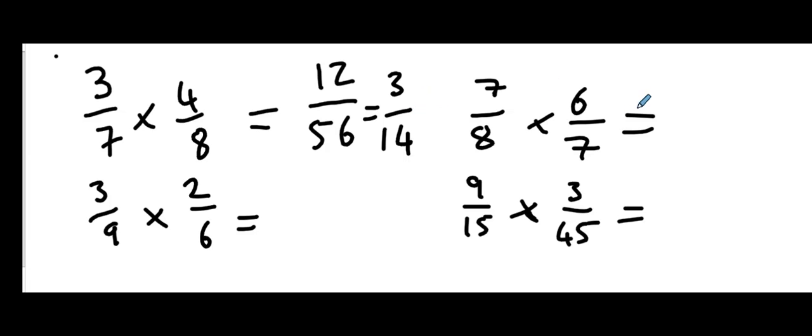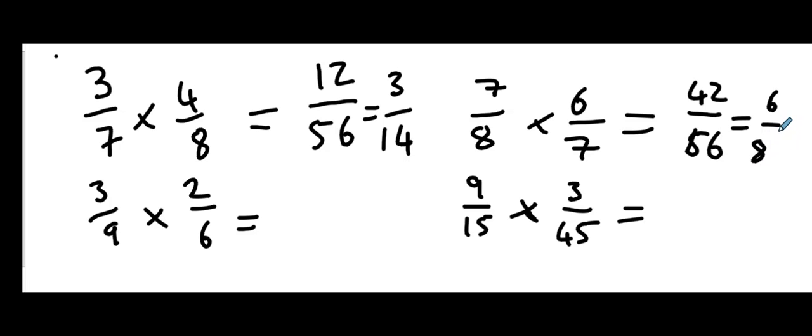Right, let's take the next example, which is 7 eighths and 6 sevenths. So again, numerator by numerator, denominator by denominator. Our numerator is 7 times 6, which gives us 42. 8 times 7 gives us 56. Okay, and so then we look at both the numerator and denominator of our answer, and we can see that they have a common factor. It certainly is 7. Let's divide 42 by 7, and that gives us 6. And let's divide 56 by 7, and that gives us 8.